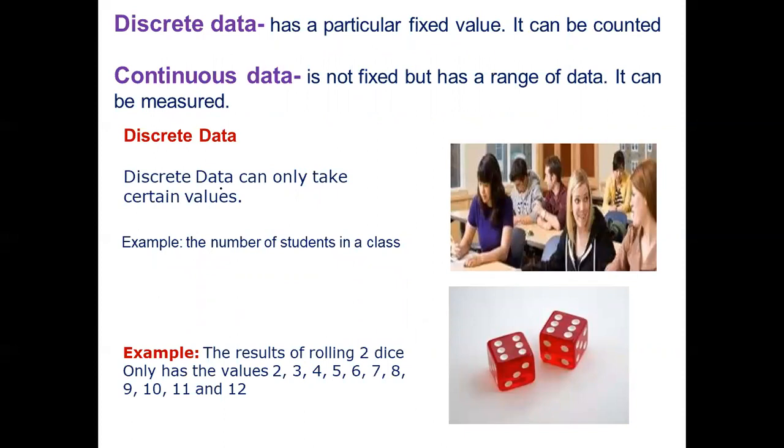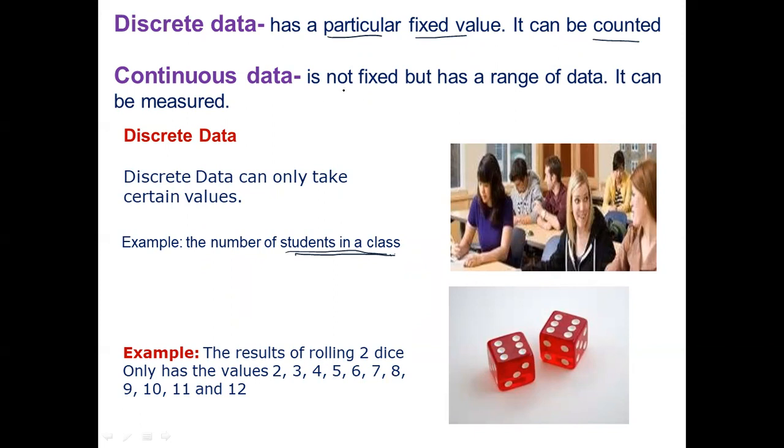So what is a discrete data? Discrete data has a particular fixed value. It can be counted. For example, we say the number of students in a class. It is discrete in nature. Or the results of rolling two dice, the sum of the numbers. It can be 2, 3, 4, 5, 6, 7, 8, 9, 10, 11, and 12. So all these are discrete type of data.